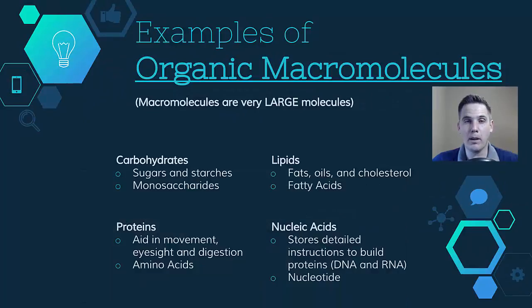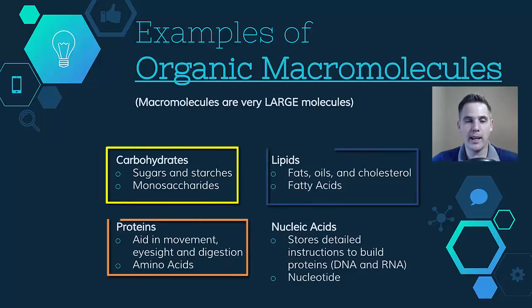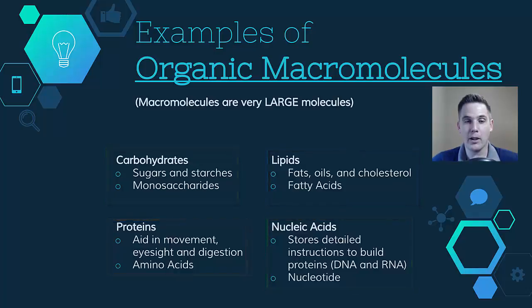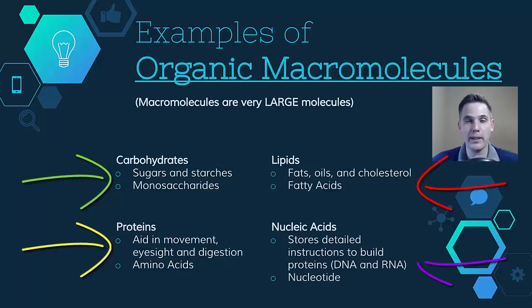Now, not all organic molecules are alike. There's 4 major categories of them. Organic macromolecules are very large molecules, and these very large carbon molecules fall into 4 different categories. One is carbohydrates, proteins, lipids, and nucleic acids. And on screen, you can see examples of how these organic macromolecules will appear in real life, as well as some of the functions and processes that they help maintain.